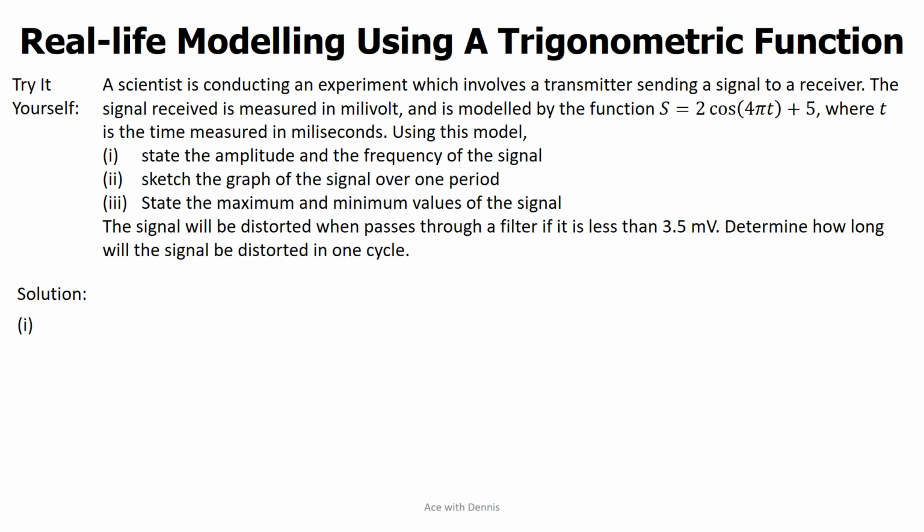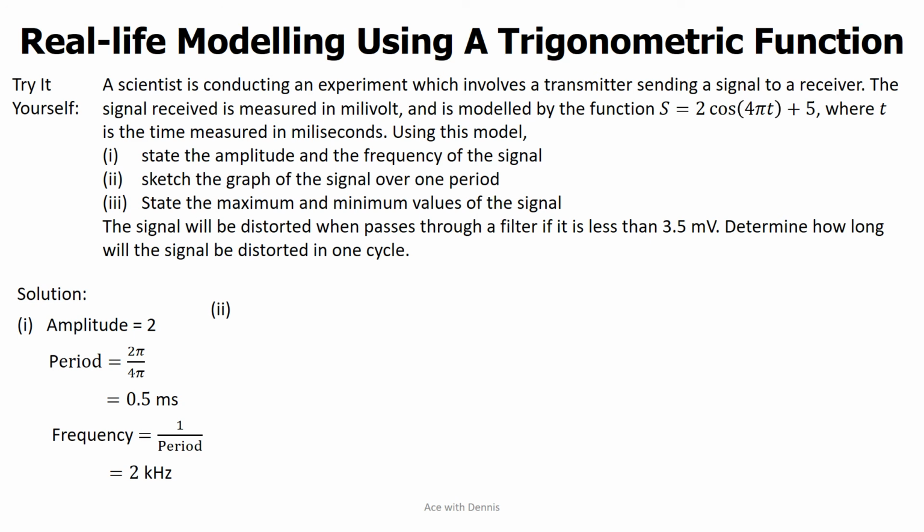Okay, here's the solution. Number 1. From the equation, the amplitude is 2. The period will be 2 pi over b, which is 2 pi over 4 pi, and we get 0.5 milliseconds. So the frequency will be 1 over period, which is 2 kilohertz.